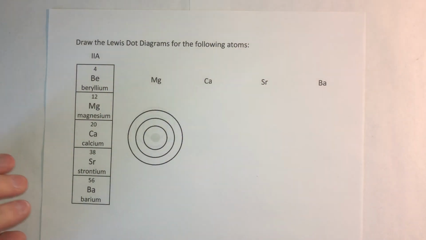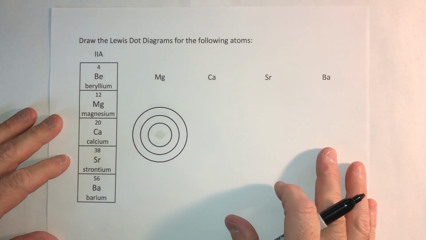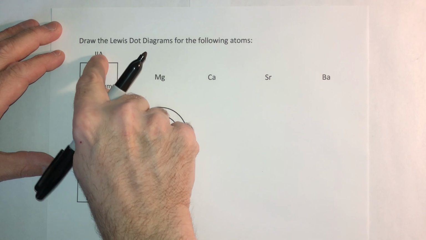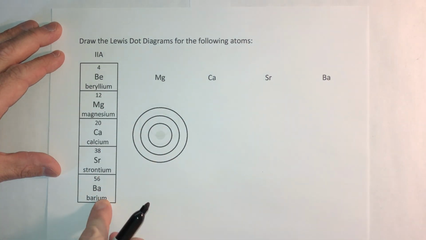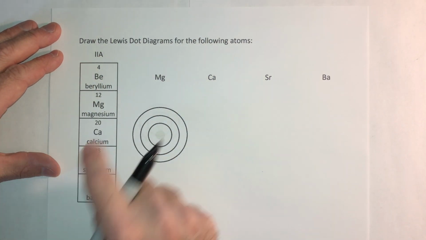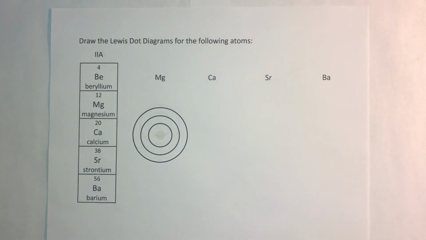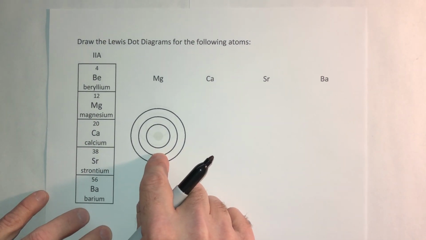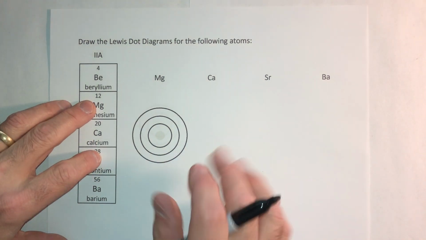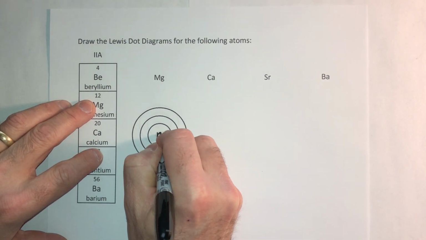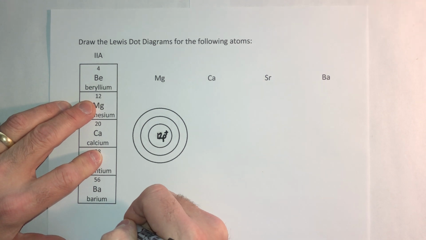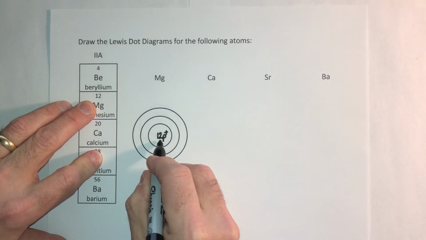Ooh, I have too many periodic tables. Like for this one here. If I look at the 2A group, the column that starts off with 2A, it has beryllium and magnesium and calcium and strontium and barium. If I were to draw the Lewis dot diagram for magnesium, magnesium is element 12. 12 protons. If you've got 12 protons, you've got 12 electrons.